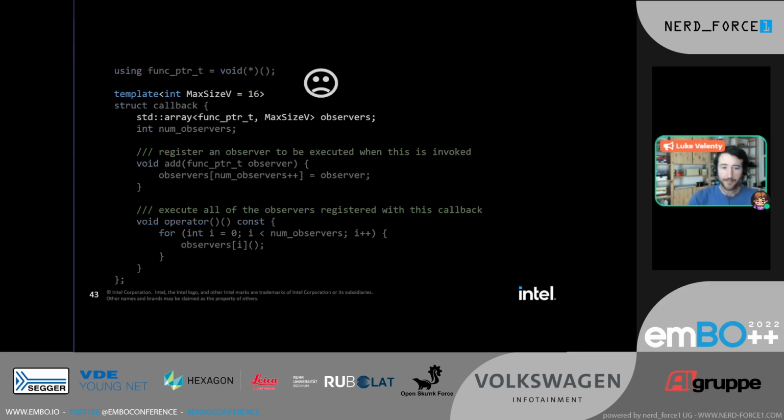Well, the thing that makes us sad here is we have a fixed size for the number of observers. And you could argue, well, if we need to change it, we can, but we probably won't need more than 16. And then invariably, 2 projects later, you do need more than 16. And when you try to register more things, something breaks. And what is it?